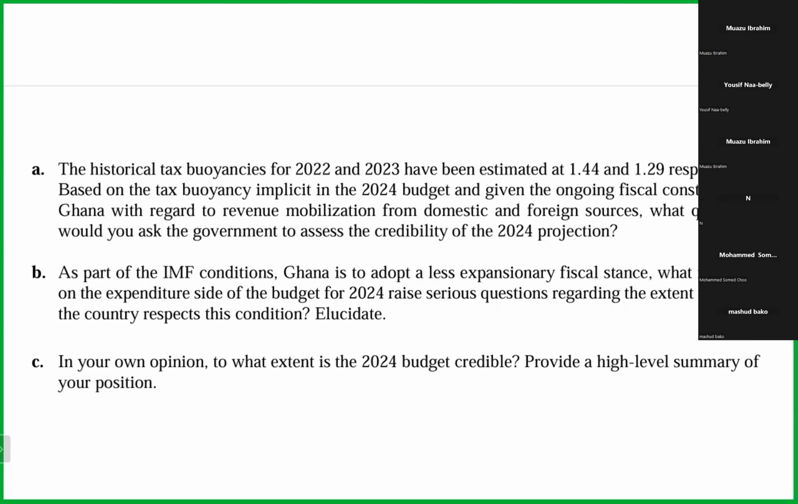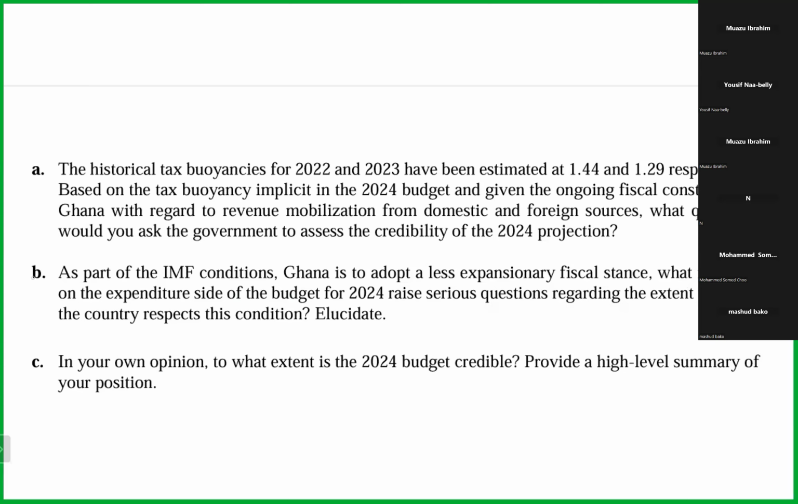So it means that IMF is telling Ghana not to be fiscally irresponsible. Government is supposed to reduce its expenditure. That is what the IMF condition is saying. You should reduce your expenditure. So if the IMF is telling you to reduce your expenditure as part of the conditions, now to what extent is the government respecting that particular condition?